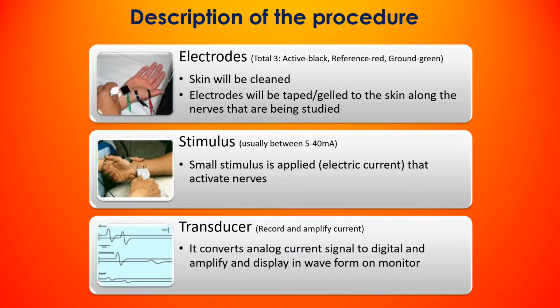A transducer is present, which is attached to these electrodes. This transducer converts the analog signal obtained from the active electrode into a digital signal, amplifies it, and presents it as a waveform on the computer monitor. So this is the process of nerve conduction studies recording.